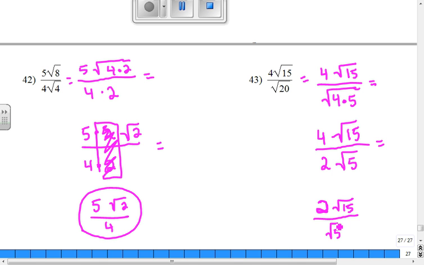Now, listen very carefully. For the test, I would accept 2 times the square root of 15 over the square root of 5. I've not asked you to do any more than that at this point. I will tell you that this is equal to 2 square root of 3. I don't want you to worry about that. I would be perfectly happy with this answer right here. This is where I expect you to be for the test tomorrow.